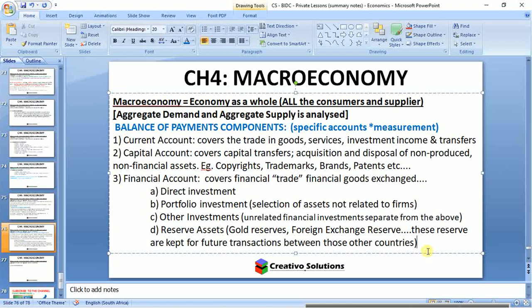And those are the four for a financial account. Remember, financial deals with all of these considerations. Things related to finance. Financial goods and services.